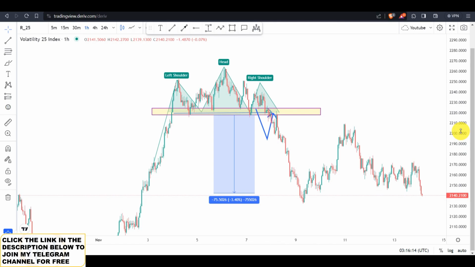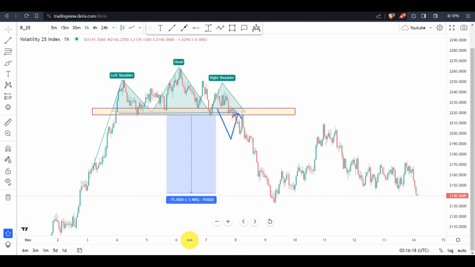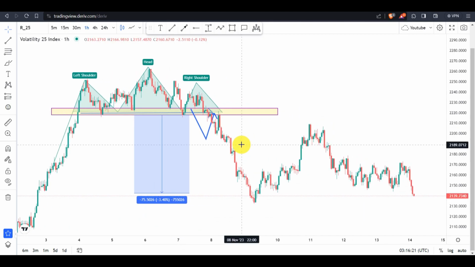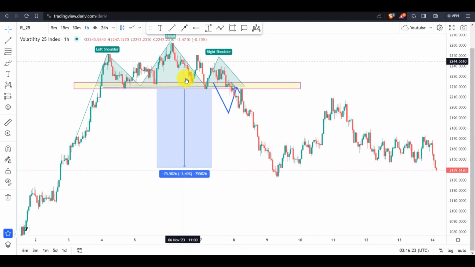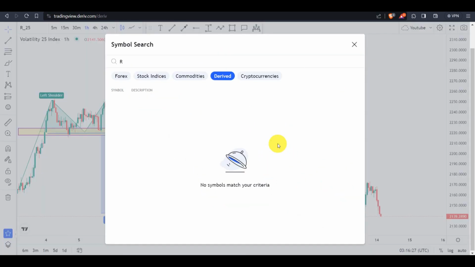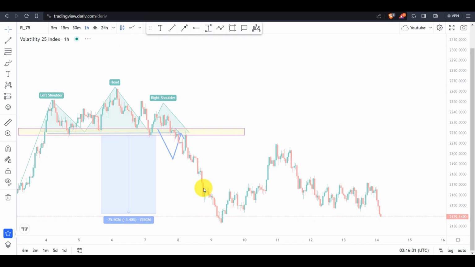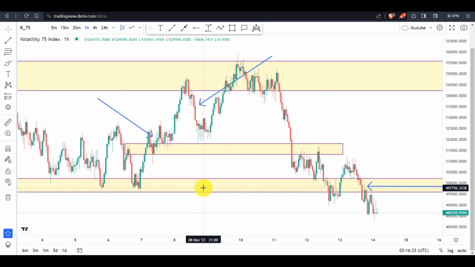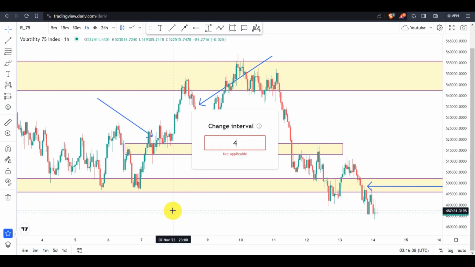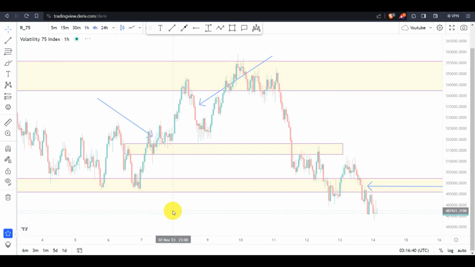So guys and girls, let's watch how we do analysis in other pairs, and hopefully we will get other opportunities bigger than this. I will start today with the volatility 75 index, because it is the favorite pair of most synthetic index traders. As day traders, we start with the 4-hour time frame as usual.